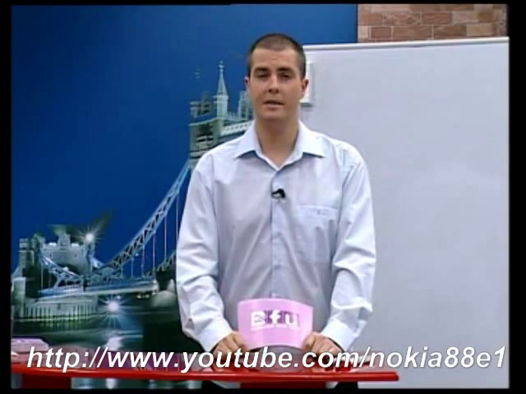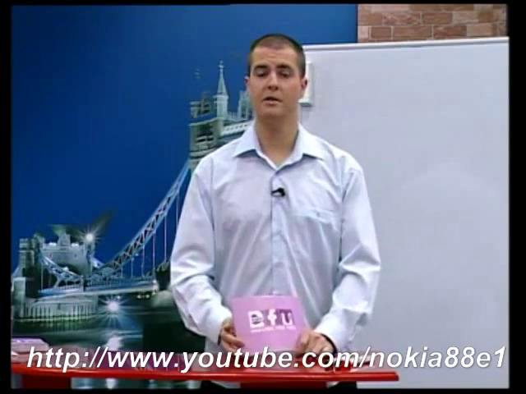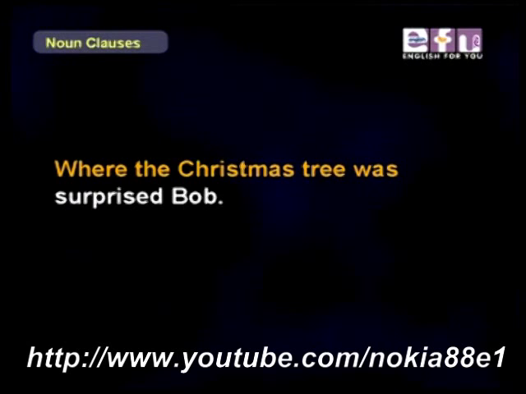A noun clause is a clause that can be used both as a subject and as an object. And a noun clause has its own subject and its own verb. In the first sentence, where the Christmas tree was is a noun clause. It is used as the subject of a sentence.